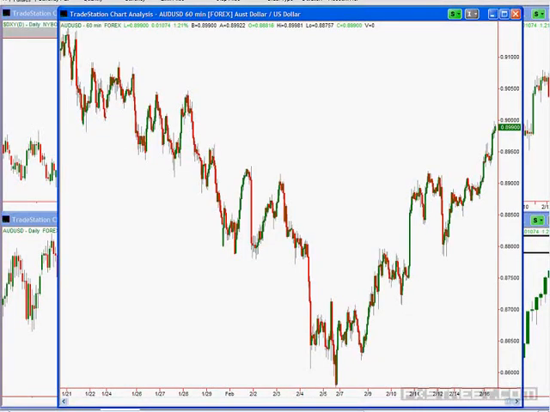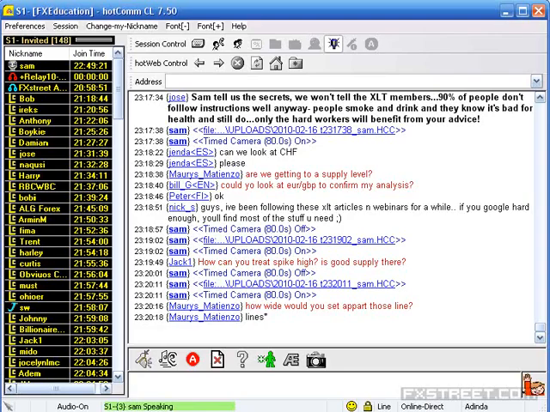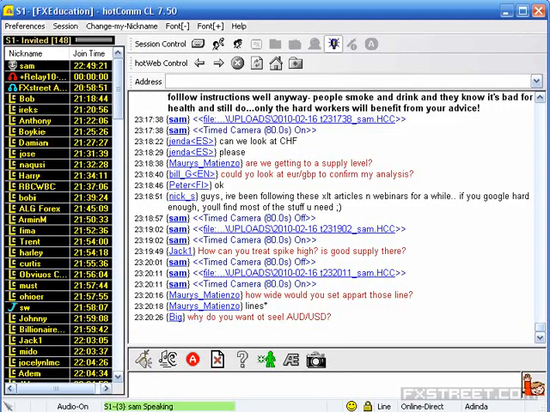Yeah, Jack, what we do is we go inside that spike, and we'll find the origin of that turn in price.